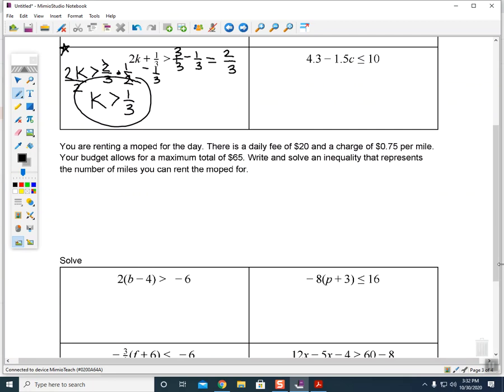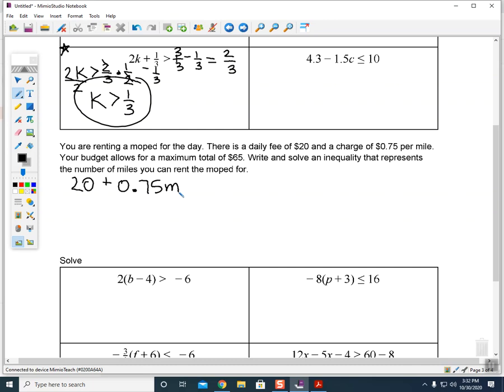You're renting a moped for the day. There's a daily fee of $20 and a charge of 75 cents for every mile. Your budget allows for a maximum total of $65. So we're going to write and solve an inequality that represents the number of miles that I can rent the moped for. I'm going to pay $20 no matter what. It has a rental fee of $20. But then I'm also going to pay for every mile that I put on the moped. So I'm going to add to that a charge of 75 cents for every mile that I go.